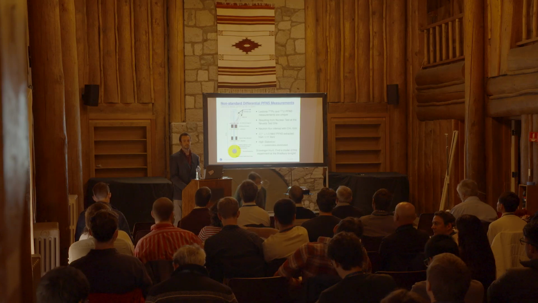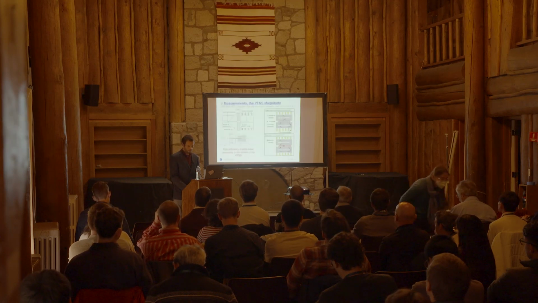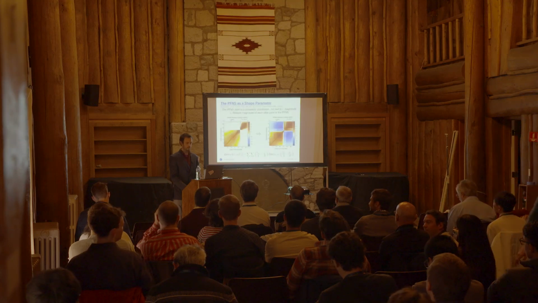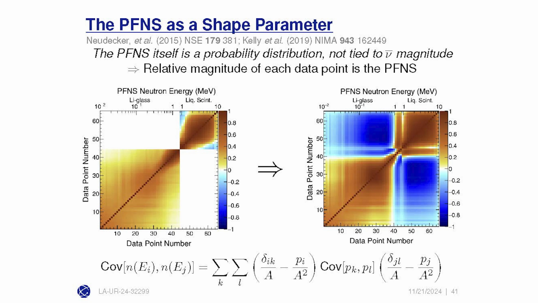Okay. Yeah. For me, it's slide 43, I guess. No, 41, sorry. 41. What are you showing there? These are the correlation matrices for two different data sets and showing how the correlations change when you go through this normalization procedure to report the PFNS as a shape instead of an absolute magnitude quantity.